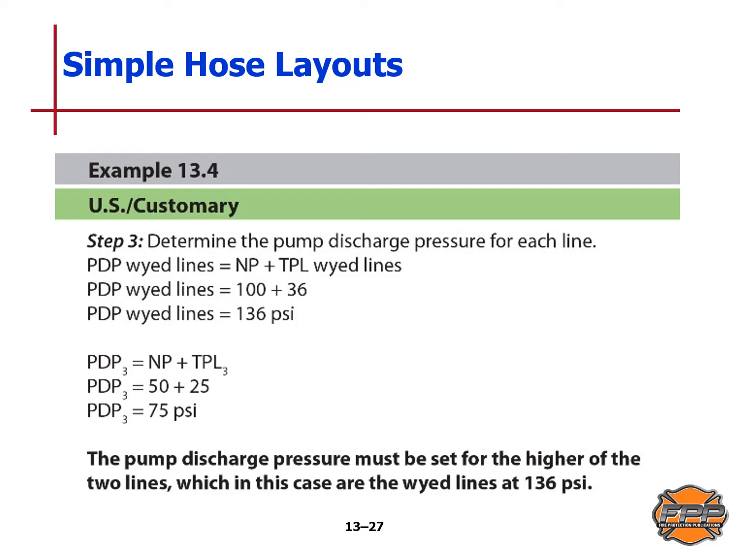Now, you have PDP3, which is nozzle pressure plus total pressure loss times 3. PDP3 equals 50 plus 25, so PDP3 is 75 psi. The pump discharge pressure must be set for the higher of the two lines, which in this case is the wide lines at 136 psi.